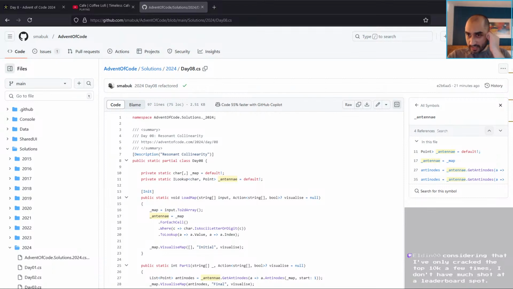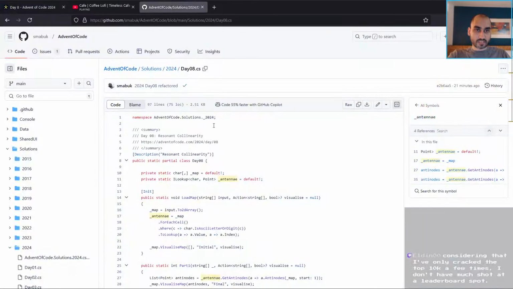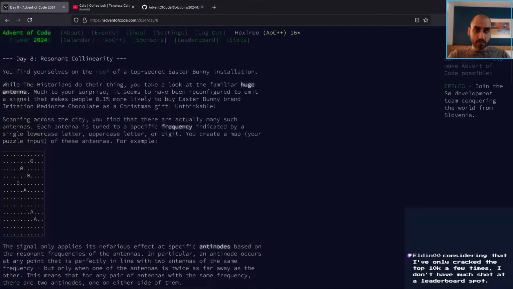Considering that I've only cracked the top 10k a few times, I don't have much shot at a leaderboard spot. It's becoming harder and harder now that AI coders are taking the spots, and I believe the moderators of the site are not actively removing people from the leaderboard. They're just leaving people on the leaderboard, even if it's been proven that they are AI.